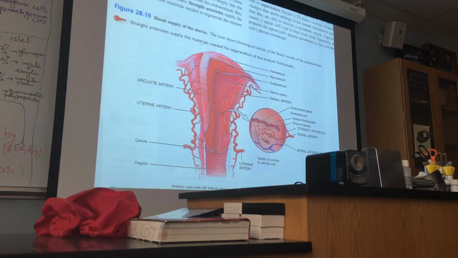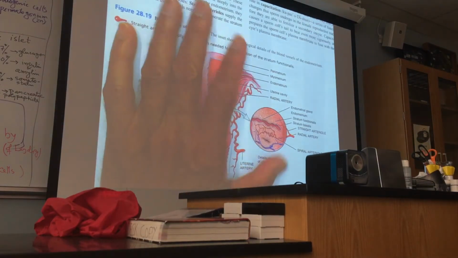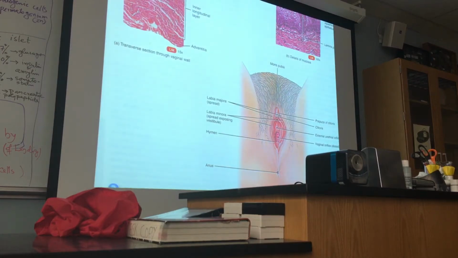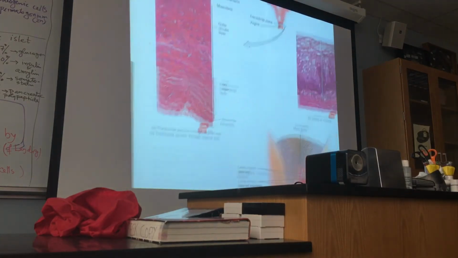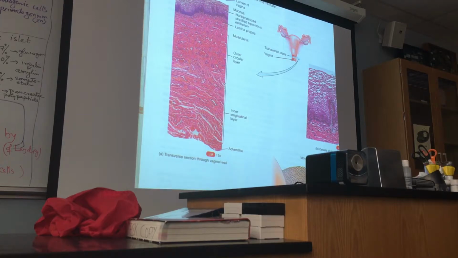Again, a little details of the layers showing perimetrium, myometrium, and endometrium. This is the vaginal epithelium, non-keratinized stratified squamous epithelium. I'm not going to show you the slides on these. You have already done that in LP1.